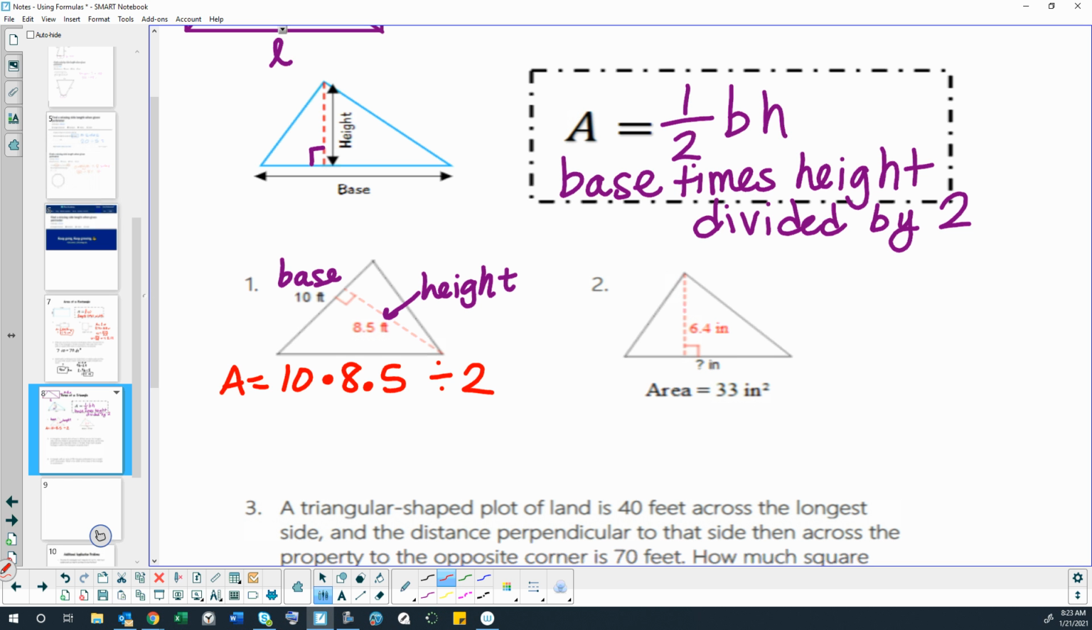So that takes care of the 1/2, just dividing by 2. The formula looks like this, but when we actually work through it, we can write it like that and put it in our calculator like this. So 10 times 8.5 would be 85, correct? And then if we divide by 2, we get the area of this triangle. What's it going to be?